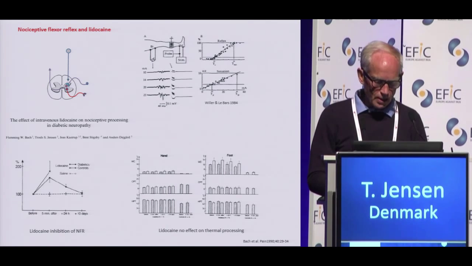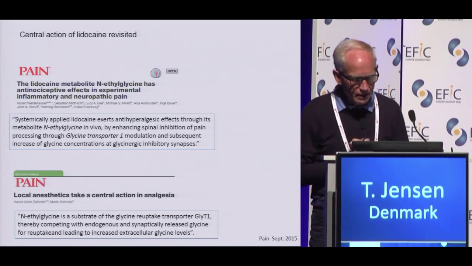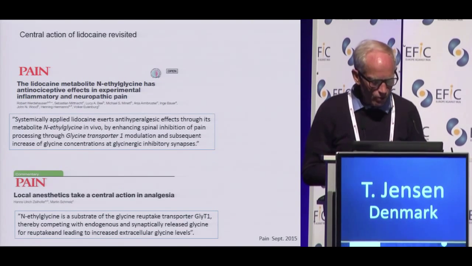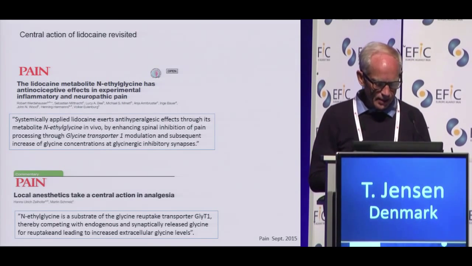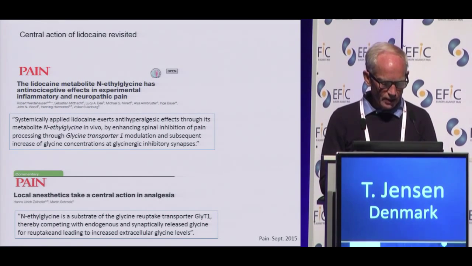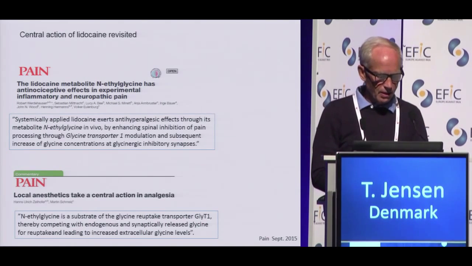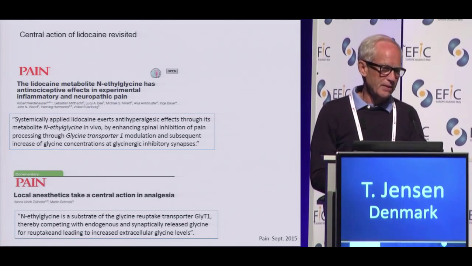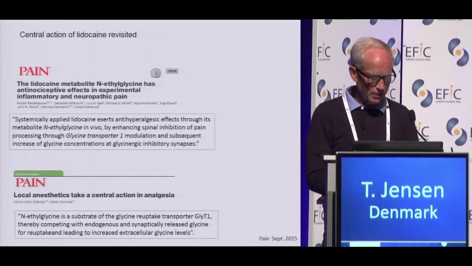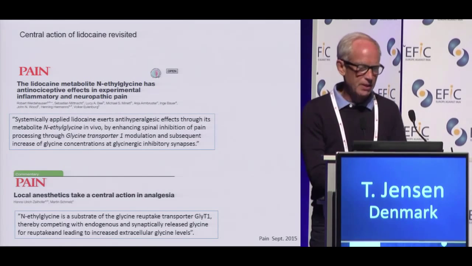And in fact, my last slide is from the very latest issue of Pain, in which there is an interesting presentation showing that there is a metabolic component of lidocaine, called N-ethylglycine, which is produced by lidocaine, and it has been shown that this increases the glycine transporter 1, probably at the level of the spinal cord. The effect seen with lidocaine could be related to this increase in N-ethylglycine modulating the glycine transporter in the spinal cord. There's also a commentary suggesting that this might be a potential mechanism.